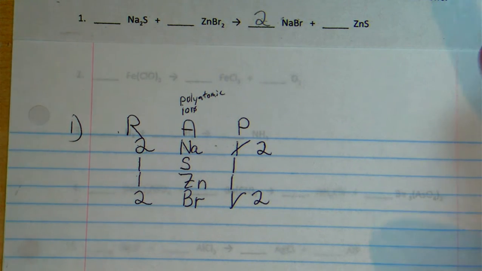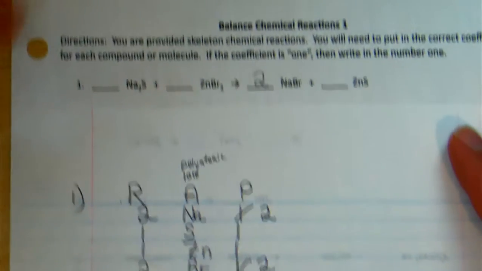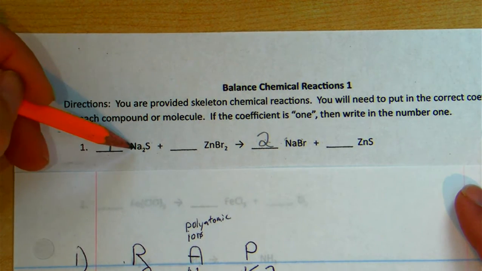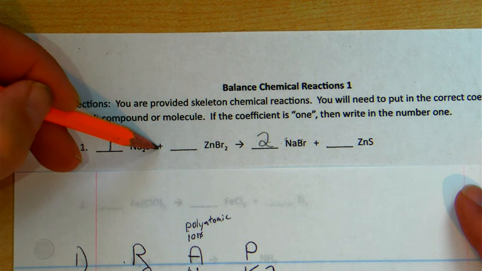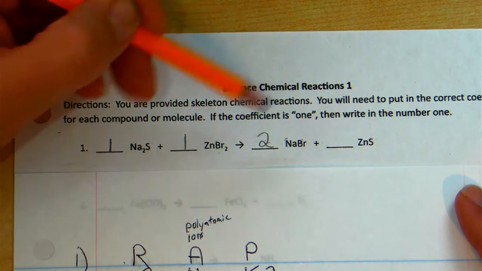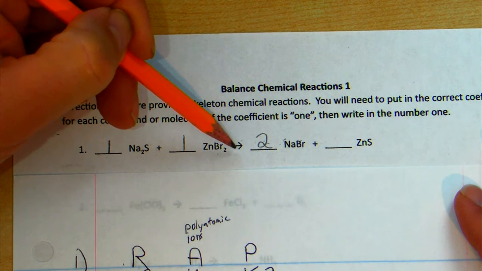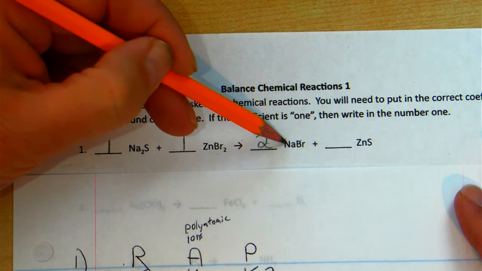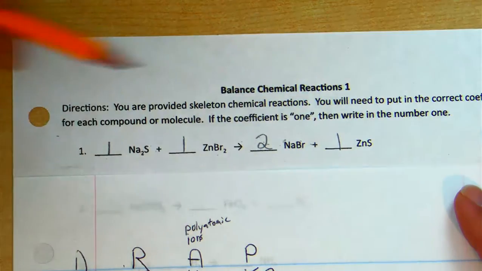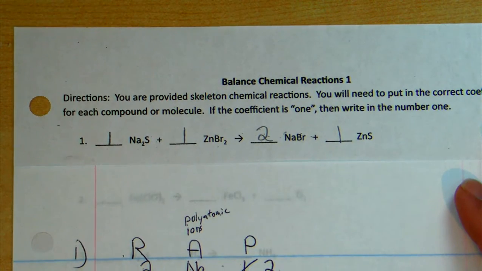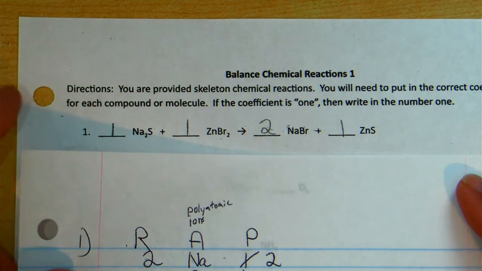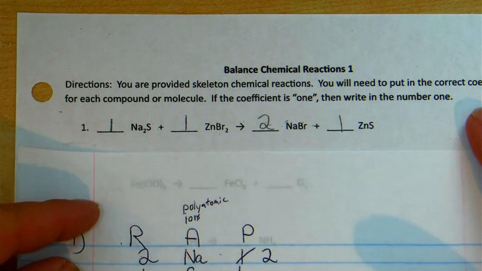This is now a balanced chemical reaction, and I can write this and state it as 1 molecule of sodium sulfide combines with 1 molecule of zinc bromide to create 2 molecules of sodium bromide plus 1 molecule of zinc sulfide. Ta-da! There's number 1. My goal is to have you become masters of this by the end of the period.